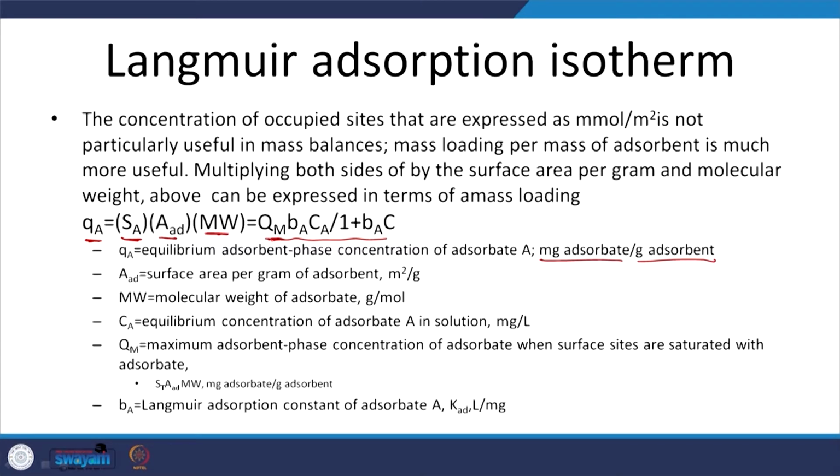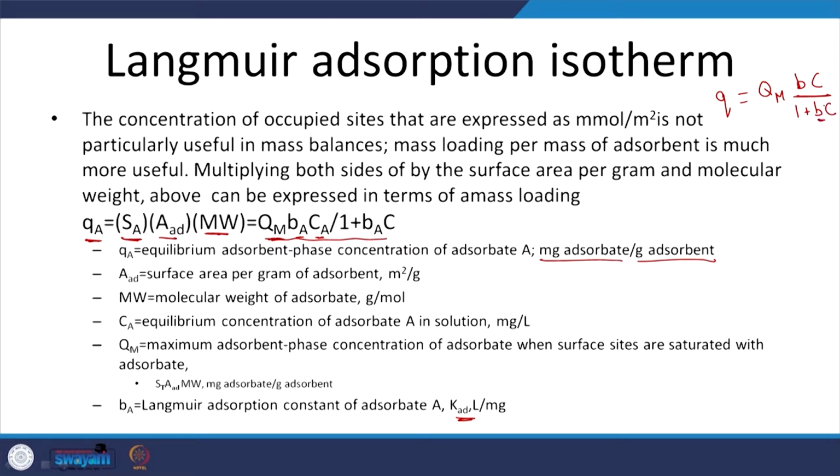So I end up with Q max, and the relevant term BA is nothing but this K, and C is the concentration of the compound at equilibrium. So what do I have? I have Q is equal to Q max. There is a certain limit. It's a maximum, limited by a particular threshold. B into concentration of the compound in the water at equilibrium, divided by 1 plus B C, right?